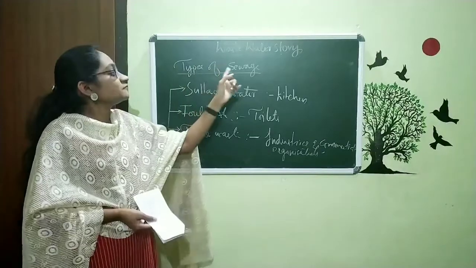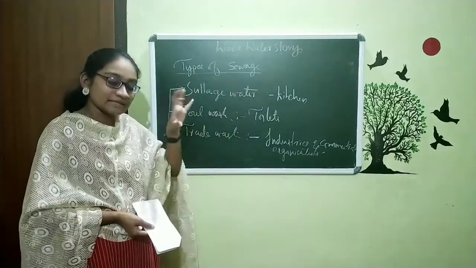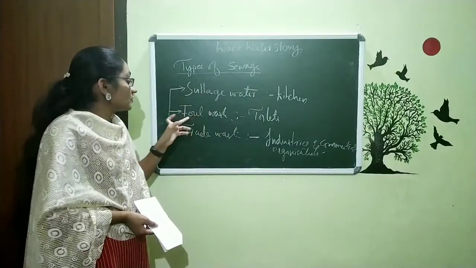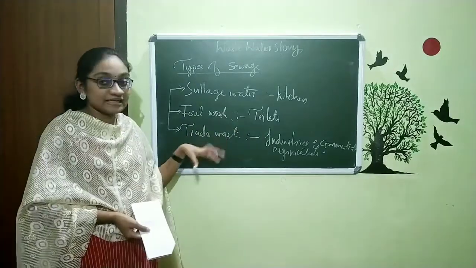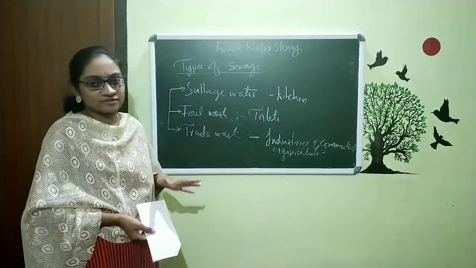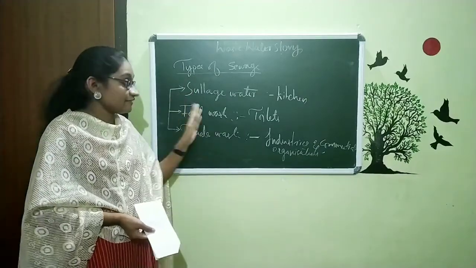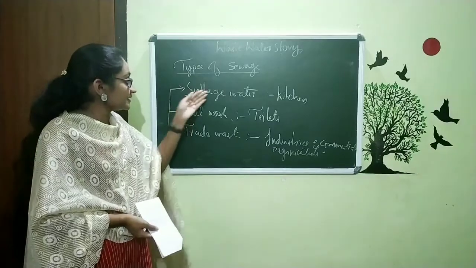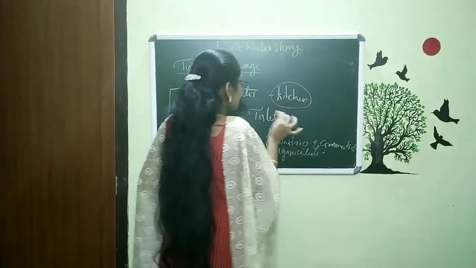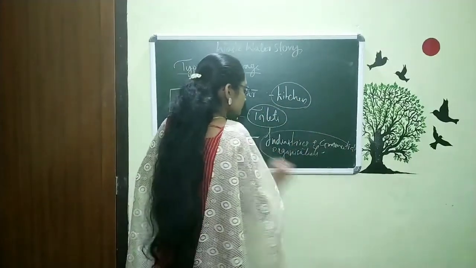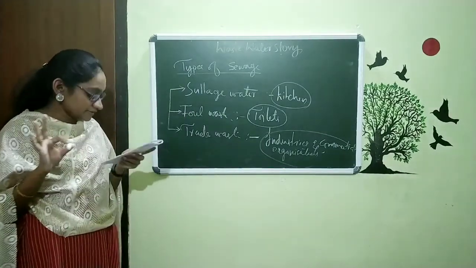So the types of sewage are sludge water, the waste water from the kitchen; foul waste, the waste from the toilets; and trade waste, that is the waste from the industries and the commercial organizations. These are the types of sewage. Here you just want to remember these types, which are the types and where they are produced from. This is all about this.